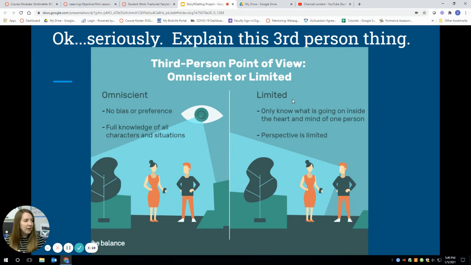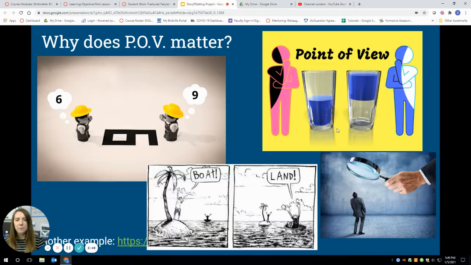So let's see. Of course, I can't think of an example right off the top of my head, but limited is where you just basically are looking out through one person's eyes. Hunger Games is first person because Katniss uses words like I or me. But if we had a narrator instead talking about Katniss as the main character, and that was the only character we saw in her head, that would be limited.